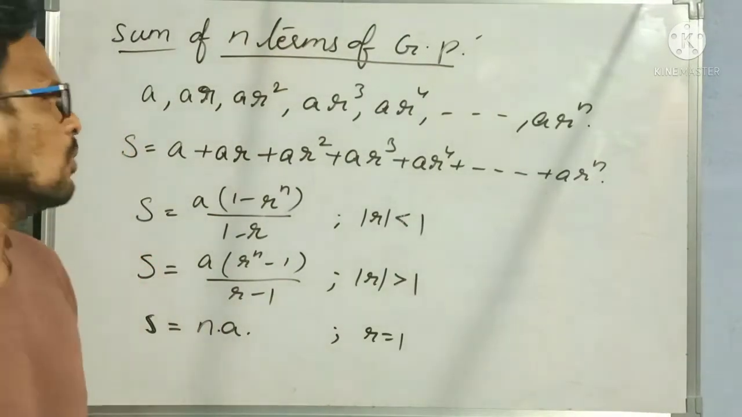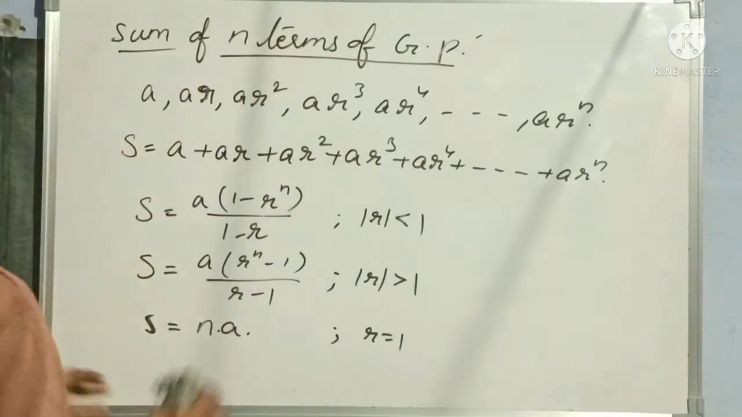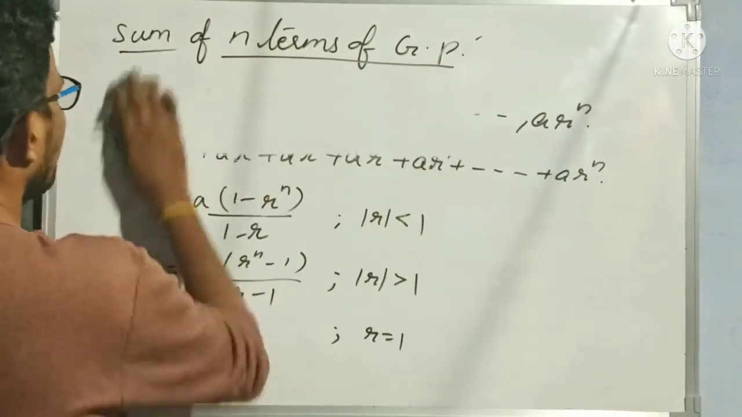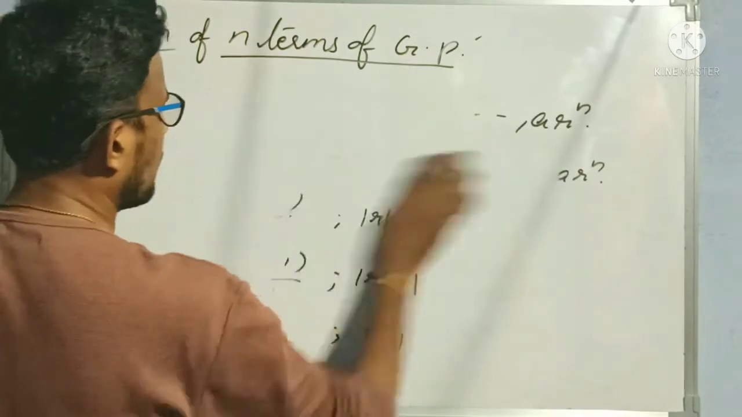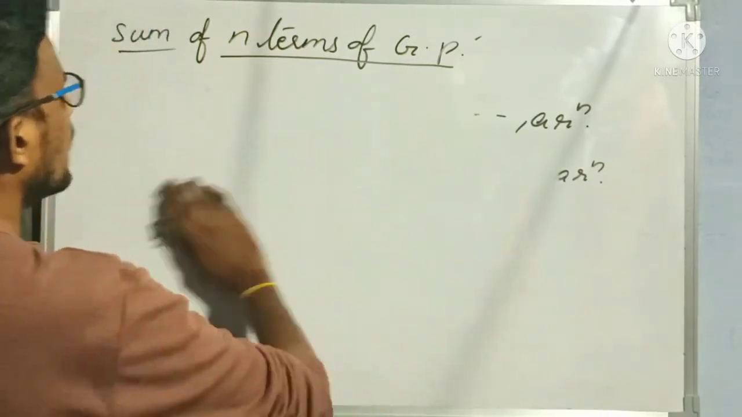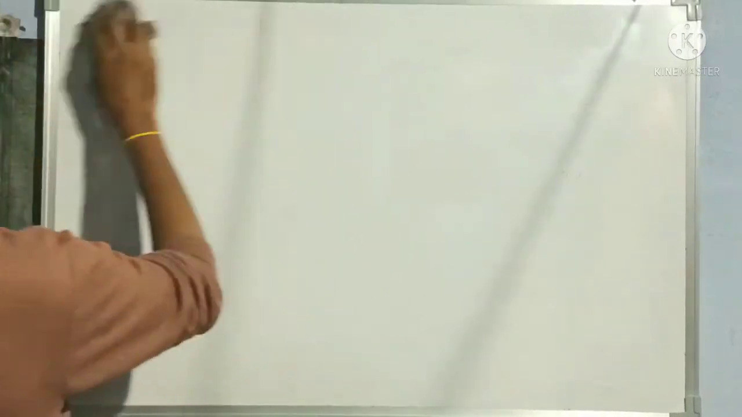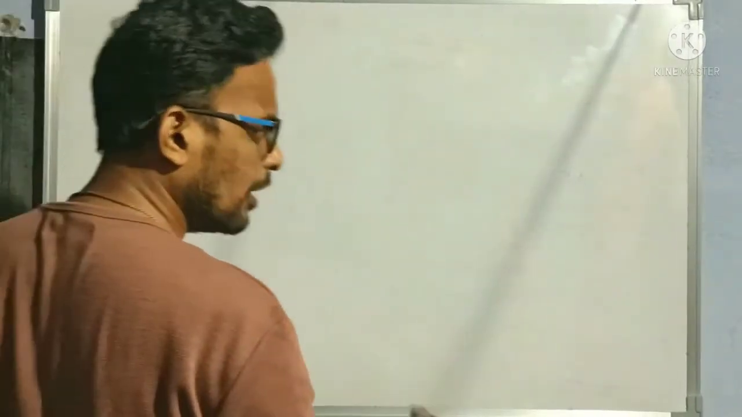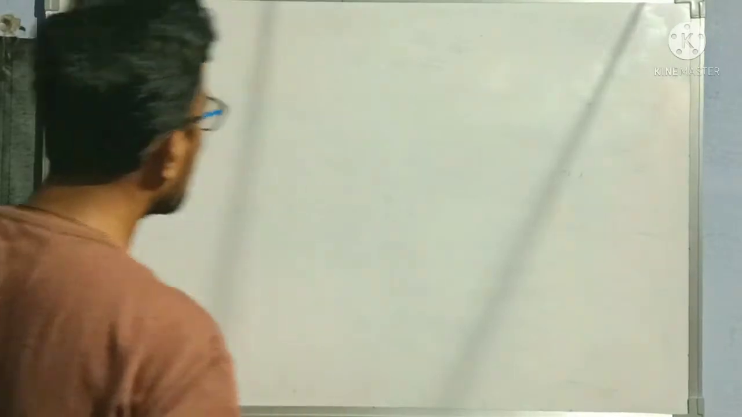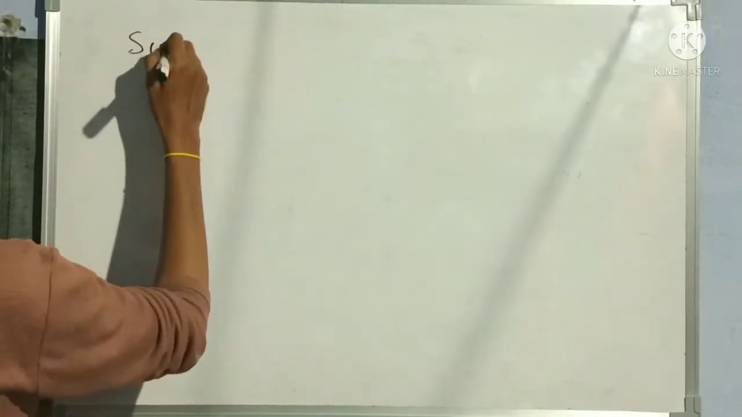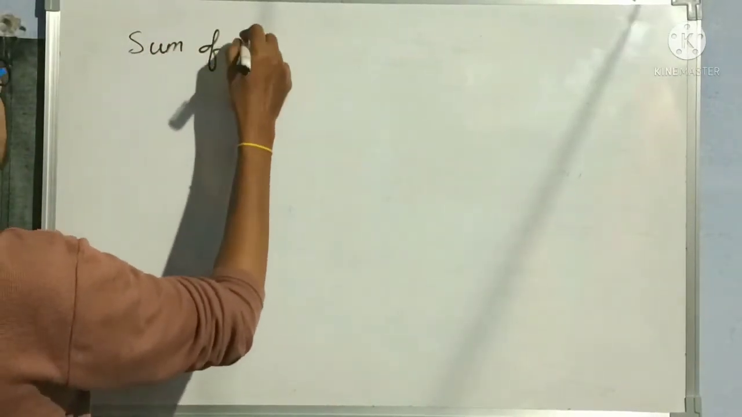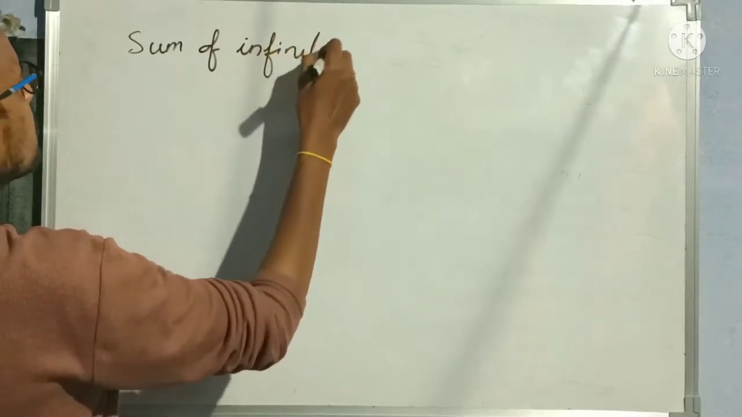Okay, so now I am erasing, and let us move to our next concept, that is sum of infinite terms of a GP. So here, in arithmetic progression we don't have sum of infinite terms, but in geometric progression we have sum of infinite terms. Okay? So, sum of infinite terms of GP.